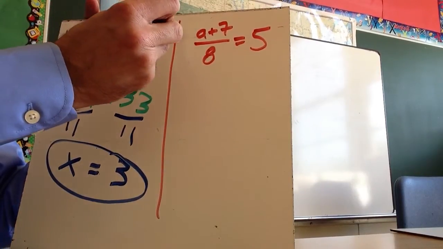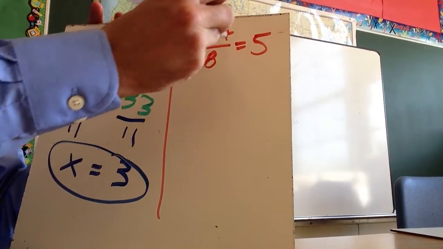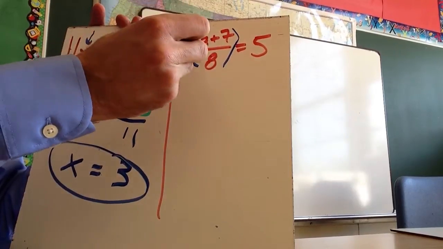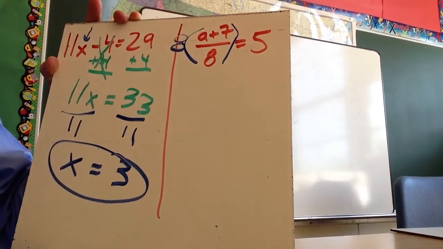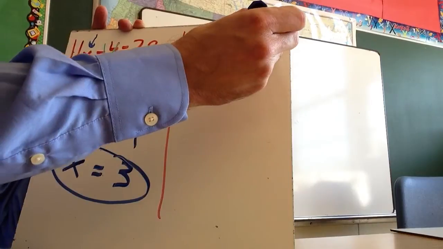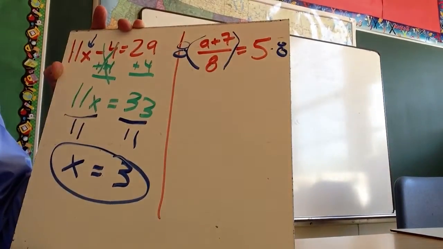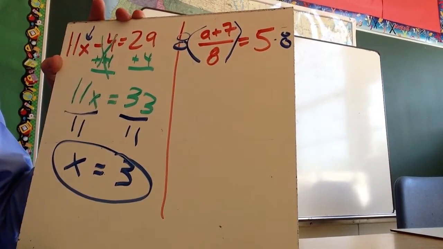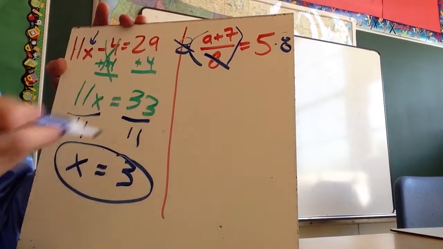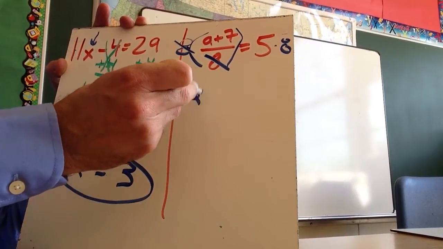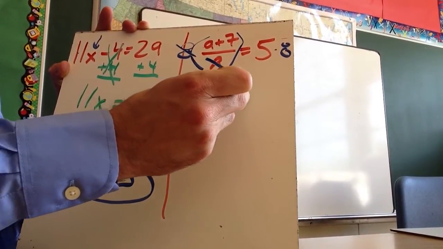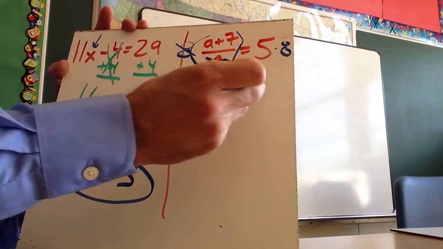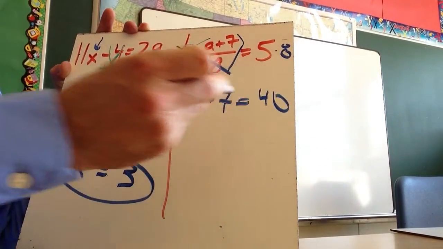And I know a trick where I can multiply by 8. And if I multiply this by 8, what's going to happen is this 8 and this 8 will cancel themselves out. So I'm going to have to then multiply this side by 8 as well. Because remember, whatever I do to the left, you have to do to the right. These two cancel out. I am left with a plus 7 equals 5 times 8, which is 40.